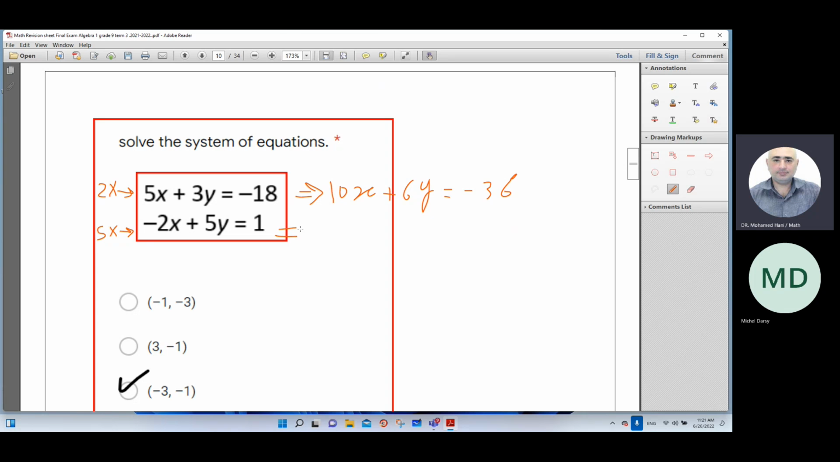And in the second equation, 5 times -2x will be -10x. Then 5 times 5y will be 25y. Then 5 times 1 will be 5.